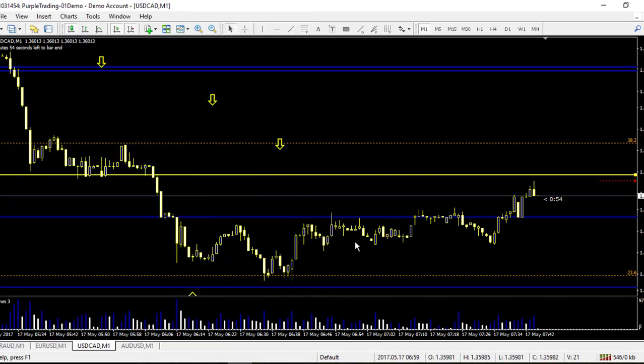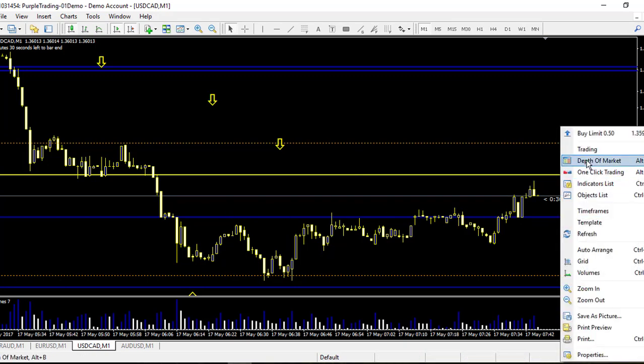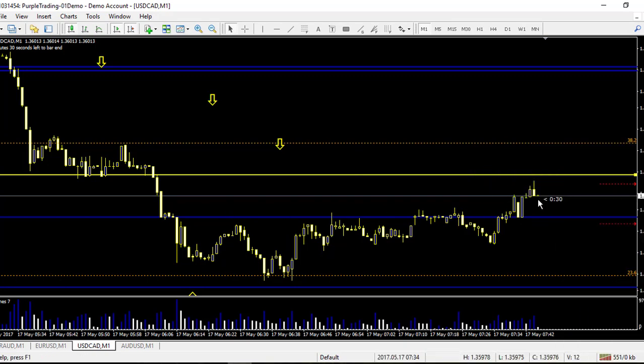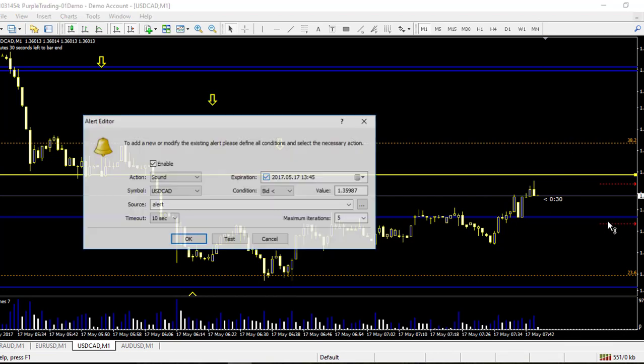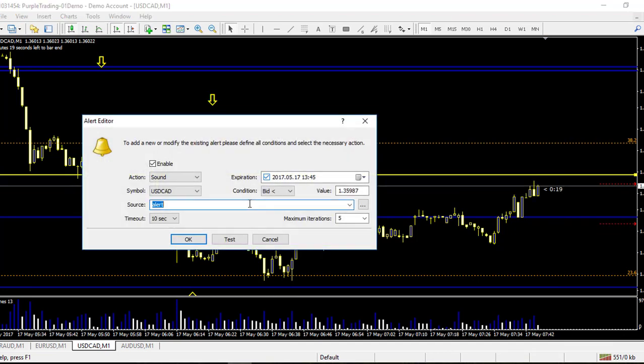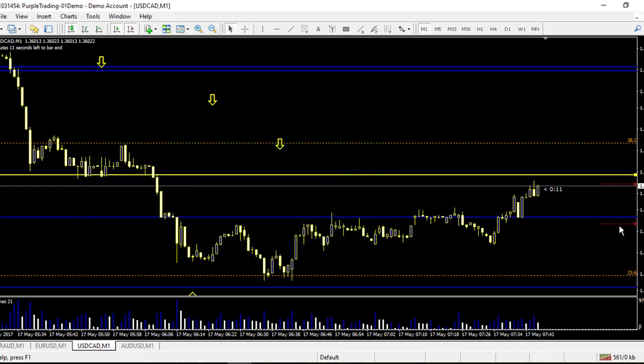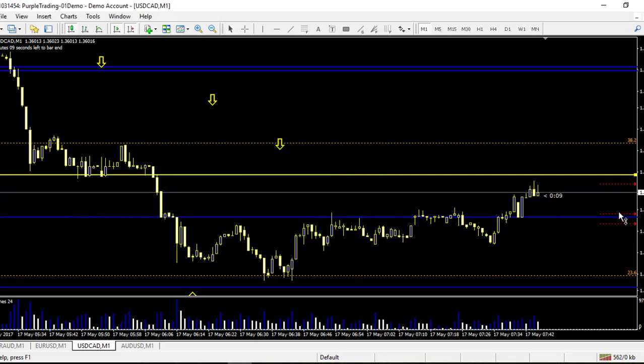Okay, so it reversed a little, it might take a little more time to reach. A good level seems to be this blue line also. By USD CAD. This level.